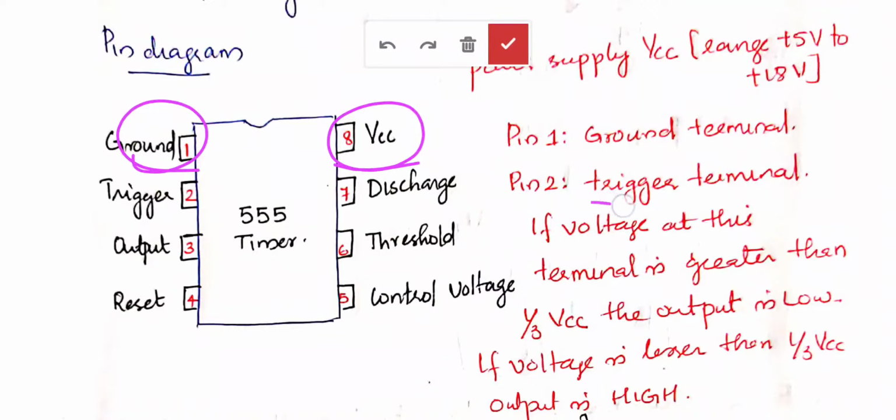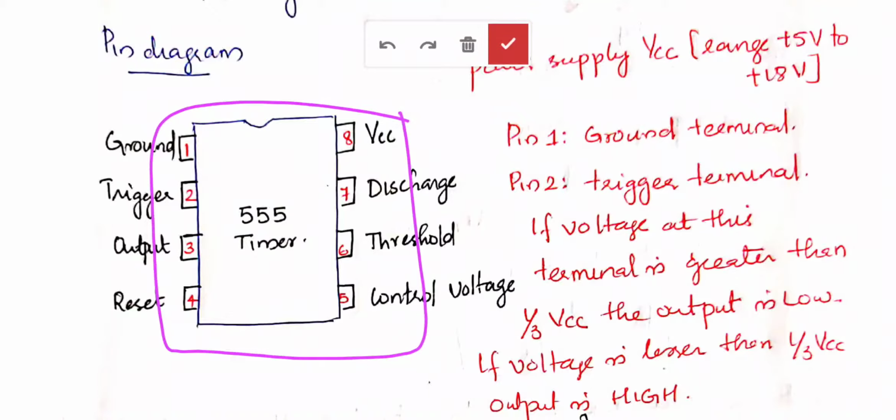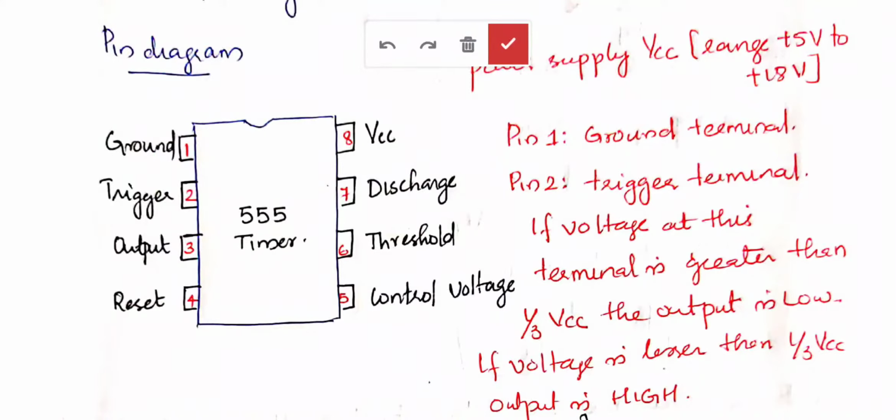And pin number 2 is known as the trigger terminal. Pin number 2 is the trigger terminal and the details of that will be seen through the internal structure of this pin diagram. So next I will be explaining the internal details of this 555 timer, what all things are there inside. Through that we will explain the remaining pins.